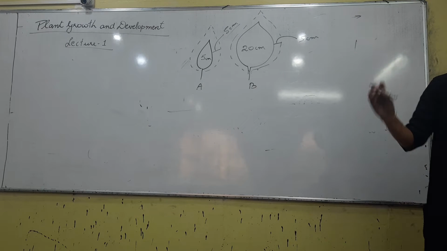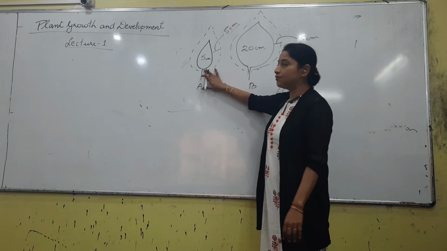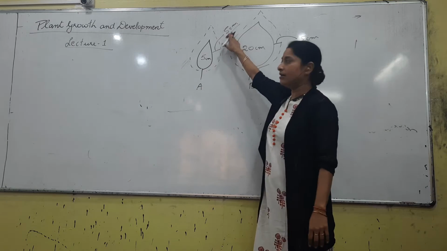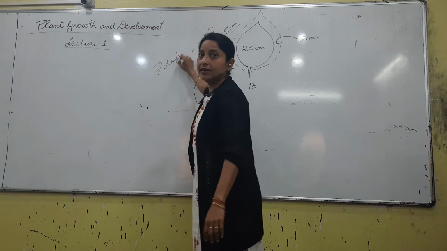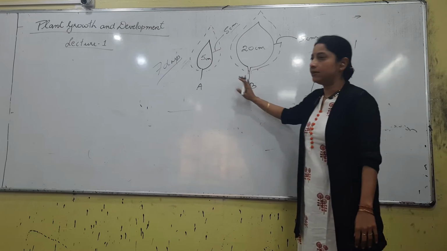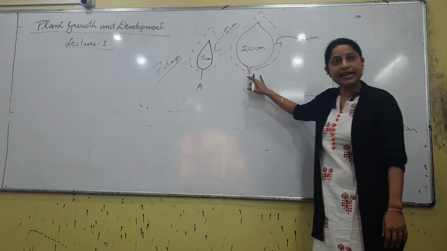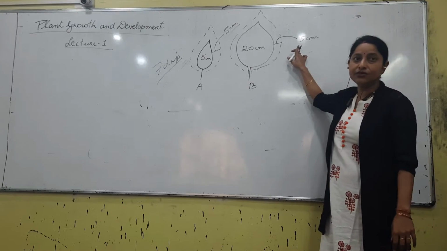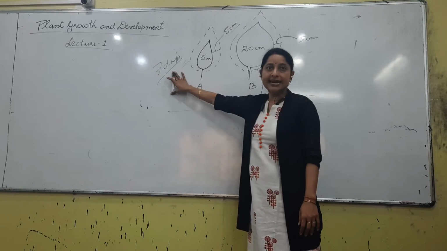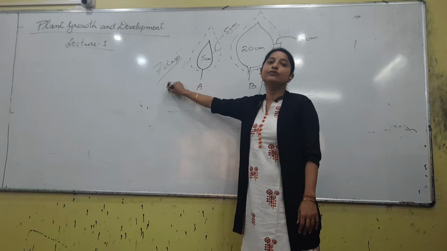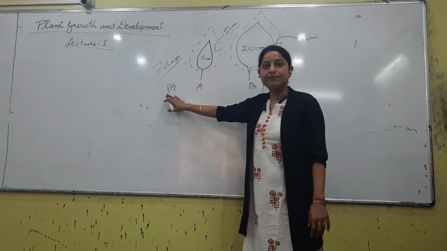Absolute growth means how much the leaf has grown in a given time, maybe 7 days, right? So we have taken 2 leaves and observed them for 7 days. This leaf grew 5 cm in 7 days, this leaf also grew 5 cm in 7 days. So the amount that is grown per unit time is called absolute growth, right? Growth per unit time is absolute growth.